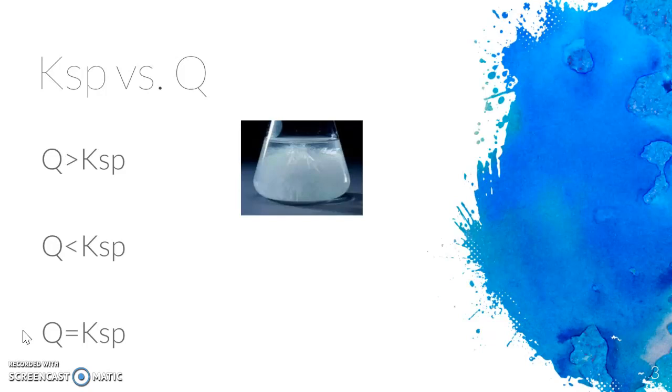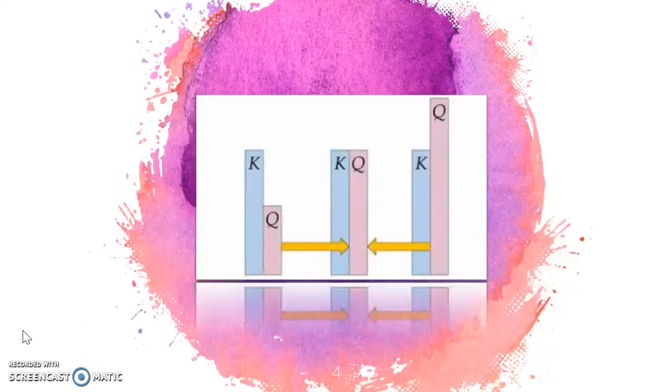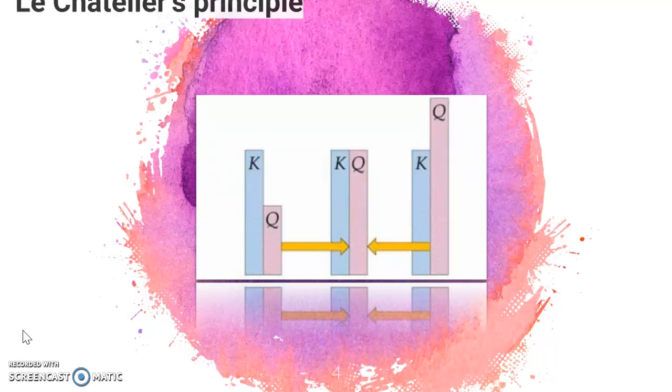If Q equals KSP, the solution is saturated and no more solid will dissolve or precipitate. And here is a particulate diagram of the unsaturated solutions versus saturated solutions. This diagram shows that whether Q is greater than KSP or Q is less than KSP, the goal of the reaction is to reach equilibrium where Q equals KSP. And this is explained by Le Chatelier's principle.